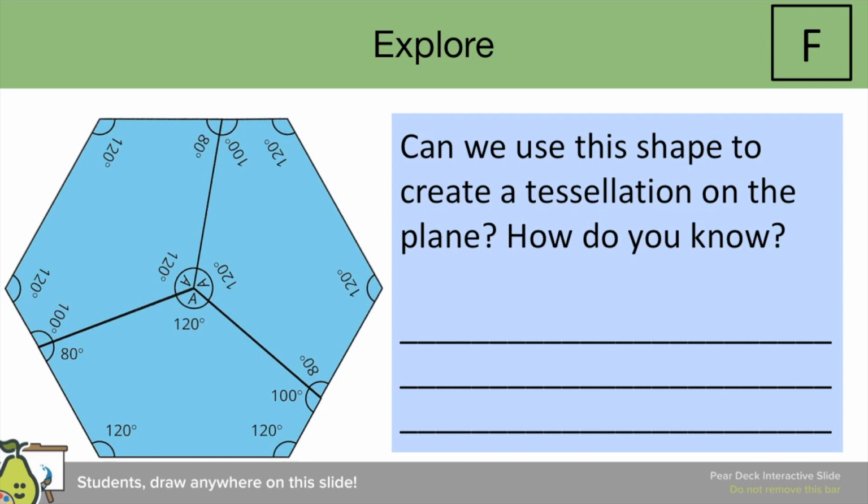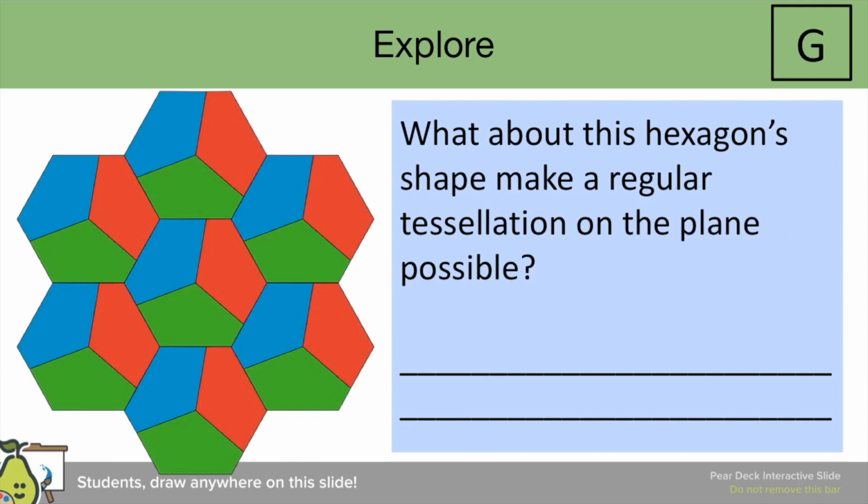And how would students know? They can either check experimentally or they can notice that all the angles in the hexagon are 120 degrees. Students are asked on this slide, what about this hexagon shape make a regular tessellation on the plane possible? So students may say that the angles that are joined at the central vertex each measure 120 degrees, and there are 360 degrees in the full circle.